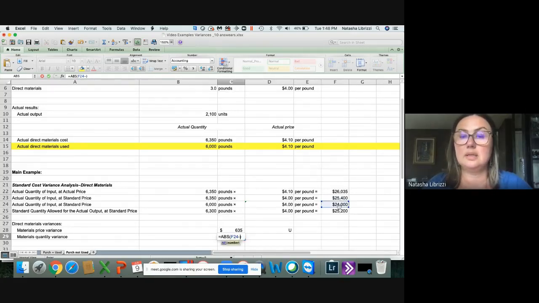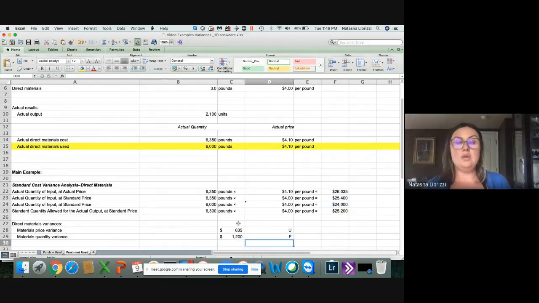Plus, I really wanted to have one positive one. And you got it, guys. This is a favorable one. So I used 300 pounds less, and I priced that at $4 at standard price, not a price I bought it at. So when we have material actually purchased versus used, we do have to calculate this middle part twice. Okay, so I hope that got my point across.